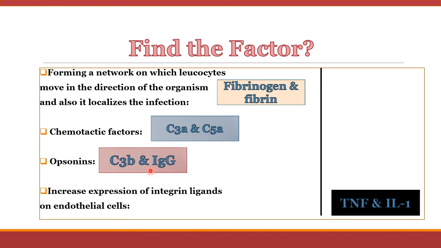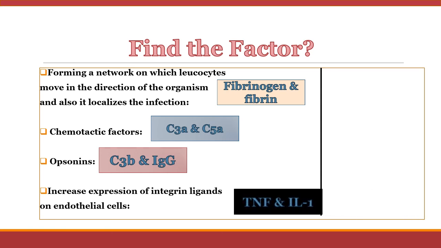They are popular opsonins. And this leaves us with function number 4, increased expression of integrin ligands on the endothelial cells. What are integrins first? Integrins are the receptors responsible for firm adhesion of leukocytes to the endothelial cells. So the tumor necrosis factor and interleukin 1 are going to function in this function, increasing expression of integrin ligands, and they are going to have many other functions along the inflammation that we are going to discuss later also.